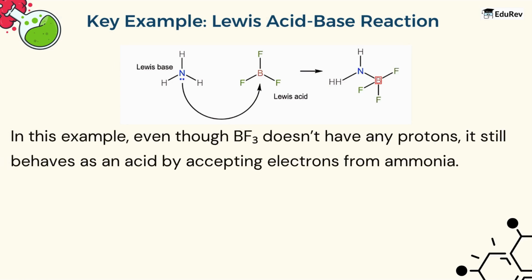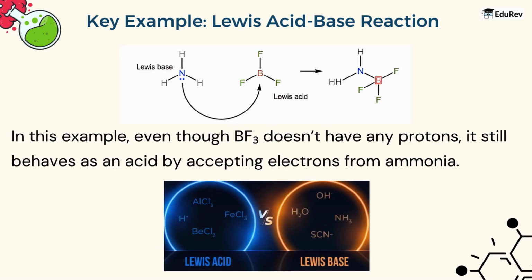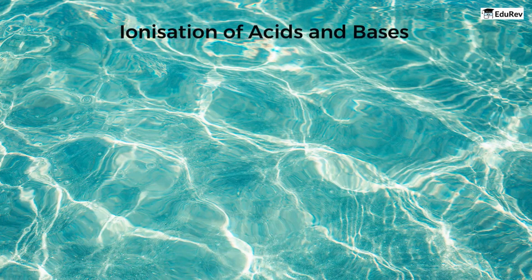In this example, even though BF3 doesn't have any protons, it still behaves as an acid by accepting electrons from ammonia. So in short, electron-deficient molecules like BF3 and AlCl3 are Lewis acids. Molecules with lone pairs like NH3 and H2O are Lewis bases. Next, let's learn about the ionization of acids and bases.